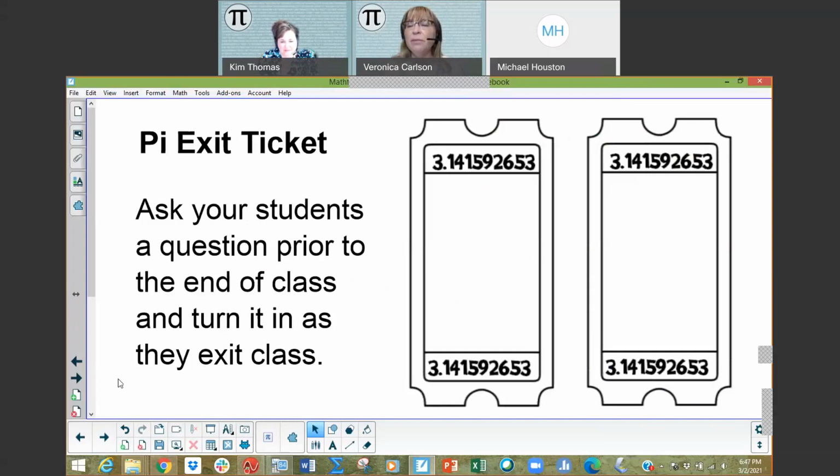I have them two on an 8.5 by 11, but you can print them and have four. And you can propose a problem, a question, or students can ask you a problem. There's many different ways that you can use an exit ticket.